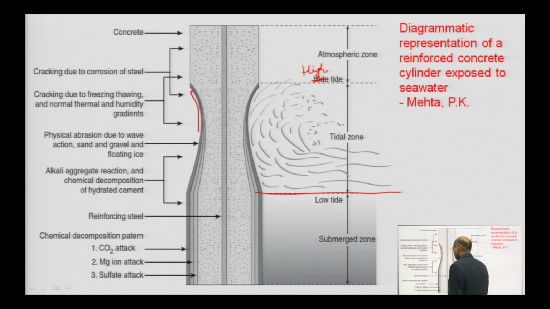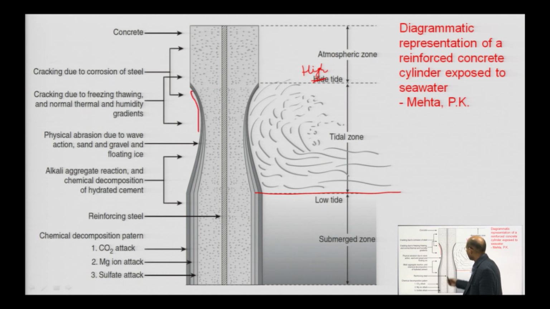Similarly, in this tidal zone, chemical decomposition may take place due to carbon dioxide, which may cause carbonation in concrete. Magnesium ions will attack, and sulphate will attack in this zone. Here there is a chance of alkali aggregate reaction, happening due to chemical decomposition of hydrated cement. If you have an excess of lime in the cement, it is going to react with the reactive aggregate.